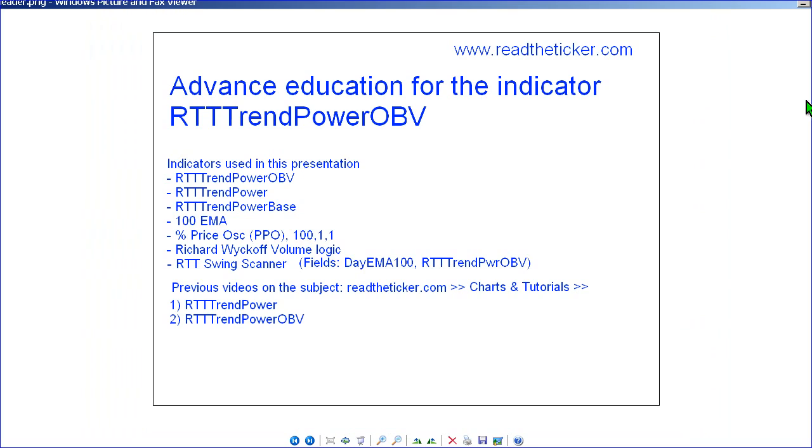Welcome to readtheticker.com. Today we're going to have an advanced discussion about the RTT Trend Power OBV. It's a main indicator of readtheticker.com, and I want to go through it in a bit more detail.